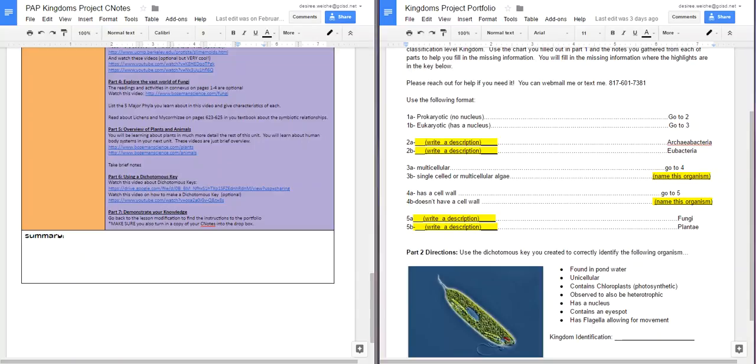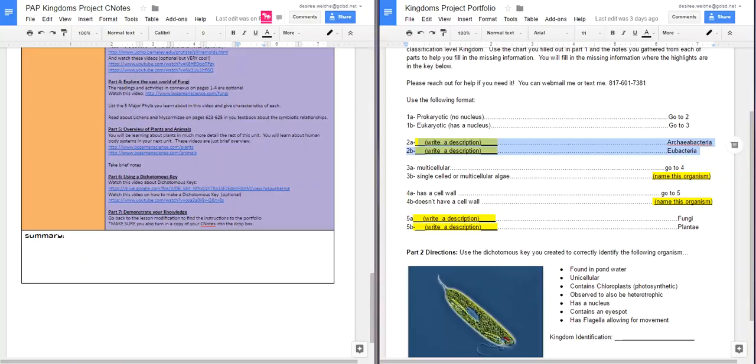Okay, so again, this is called a couplet. So 1A, 1B is a couplet. You'll read that information. Okay, so this one says prokaryotic, no nucleus, or eukaryotic, has nucleus. And then it tells you what step to go to next. So for example, if it has no nucleus, it's going to tell you to go to step 2. So here you will find your first bit of missing information.